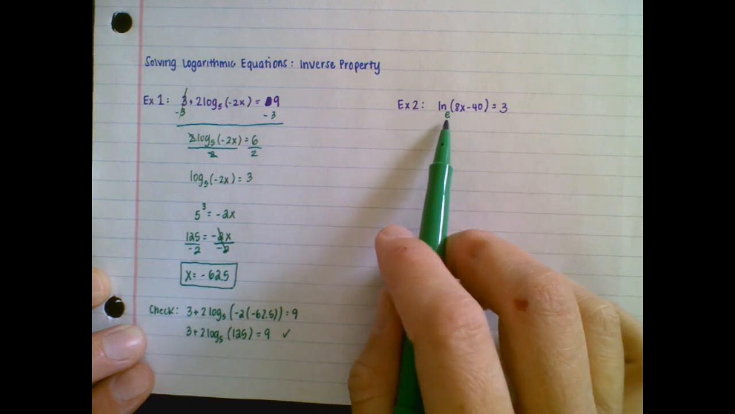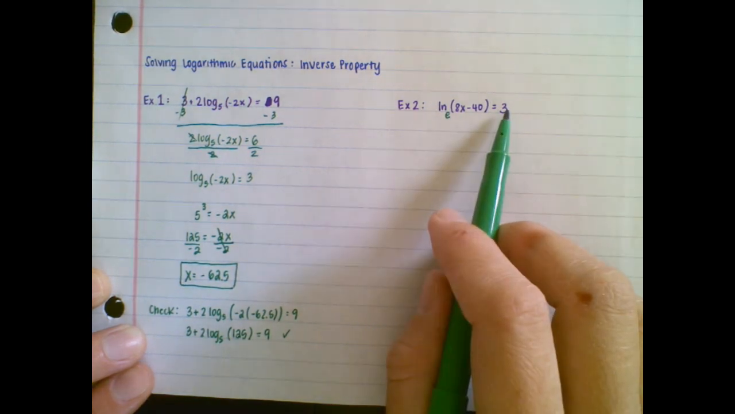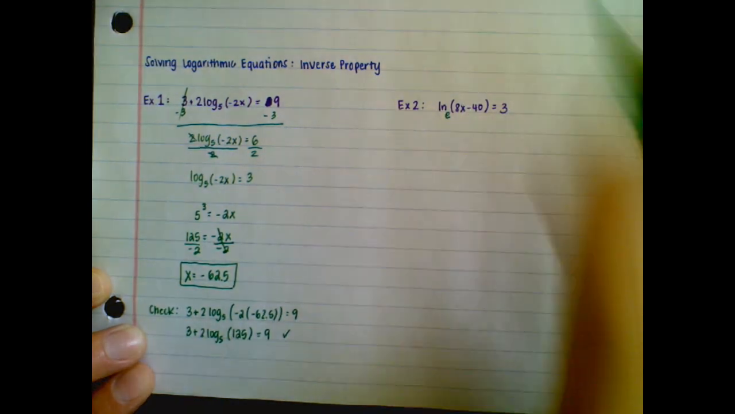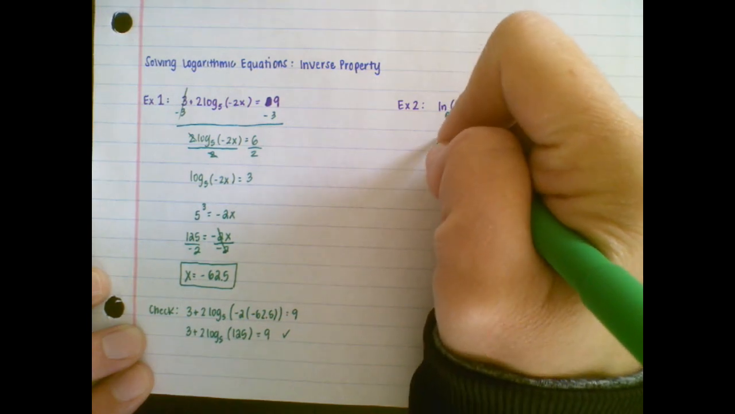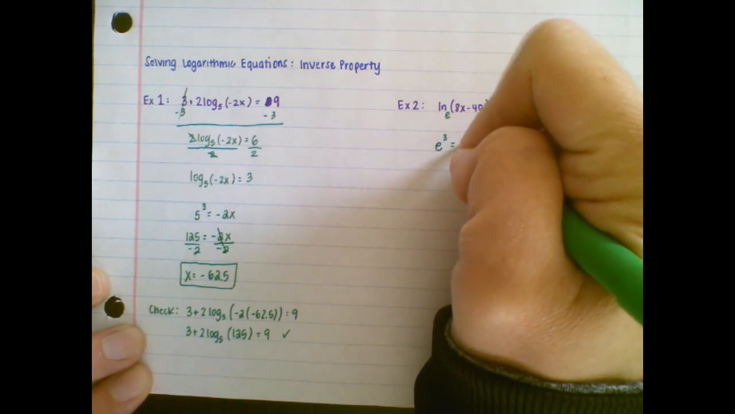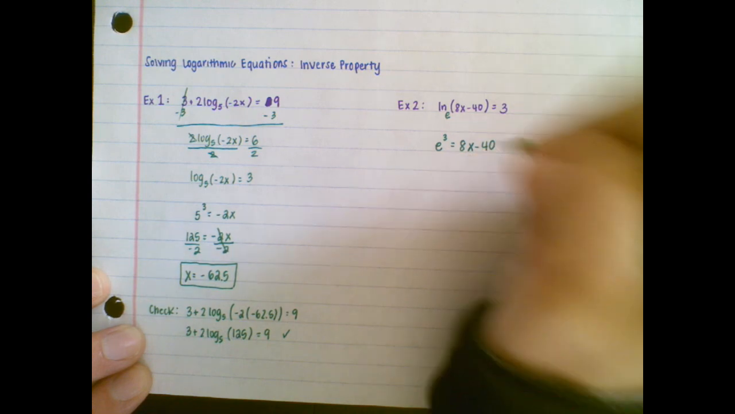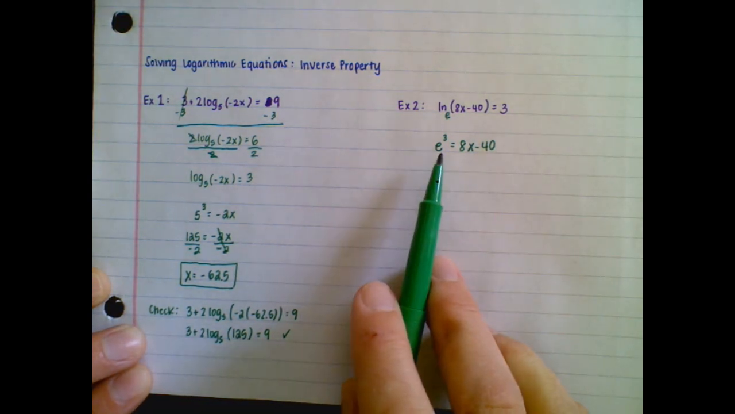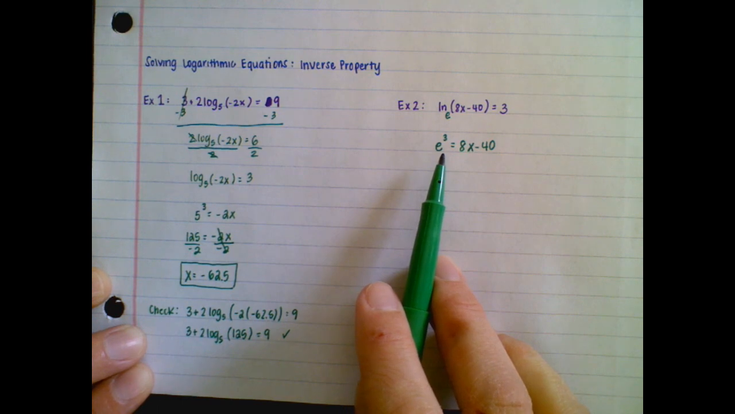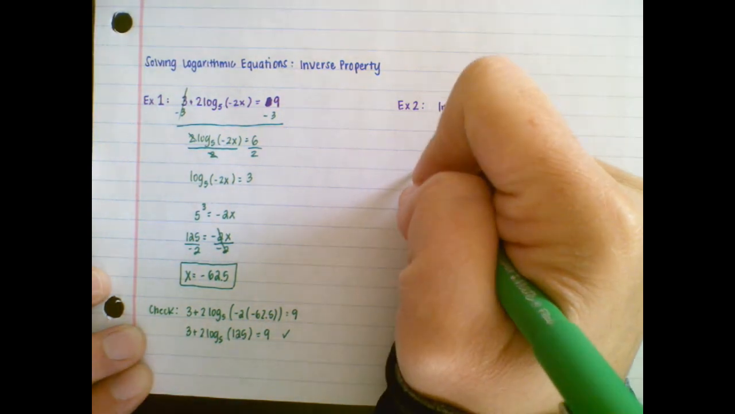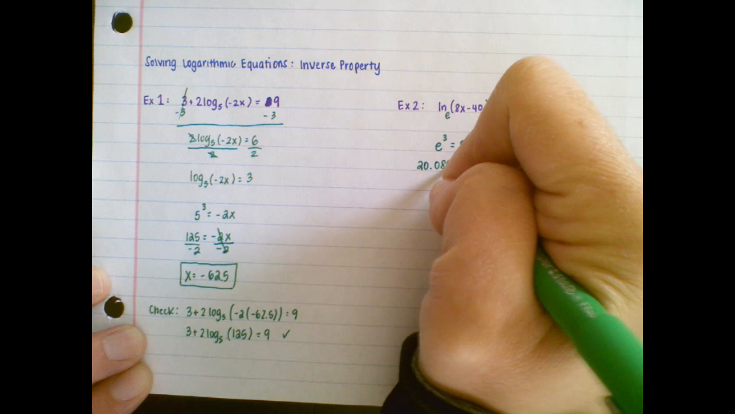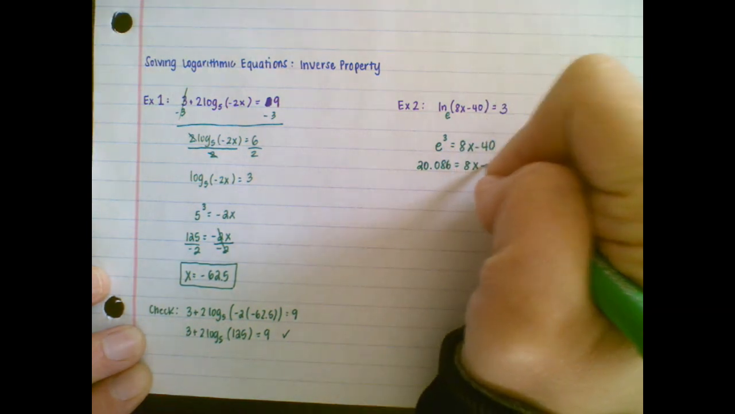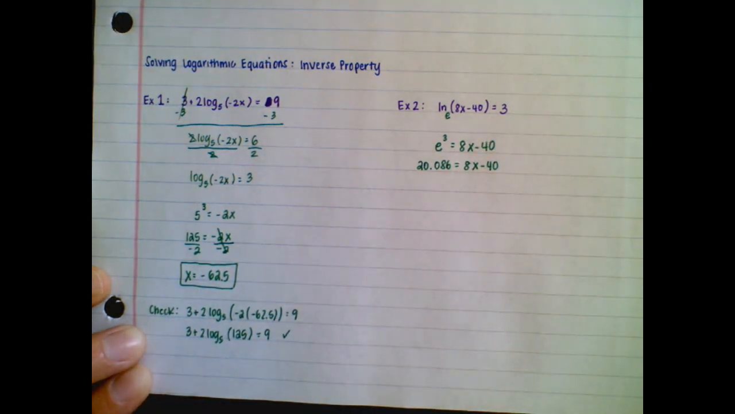So I'm going to take my base of e, raise it to its exponent of 3, and set it equal to this stuff. So e to the third is equal to 8x minus 40, and then I can start my solving process to get the x by itself. First thing I'm going to do is use my calculator to evaluate e to the third. That's about 20.086. That's equal to 8x minus 40. And I can go ahead and solve for x.